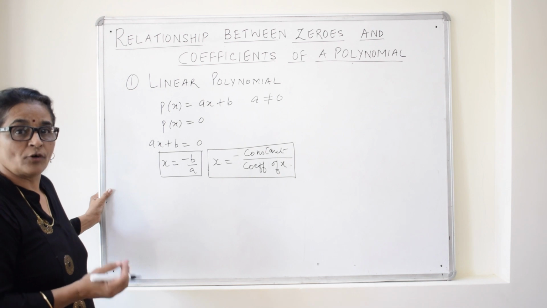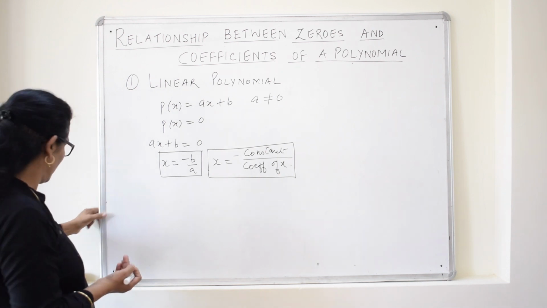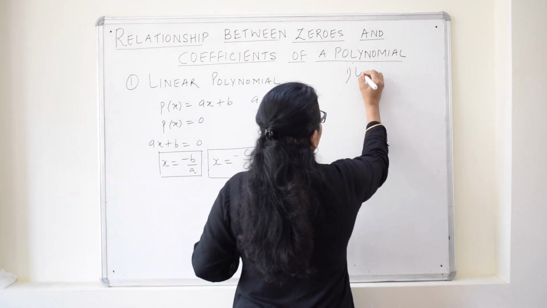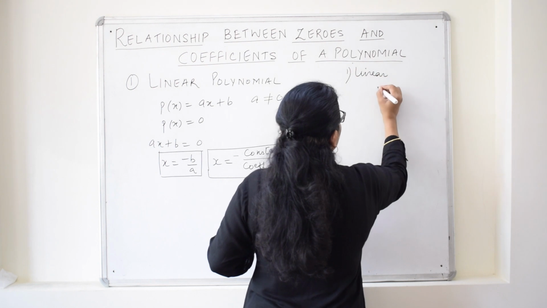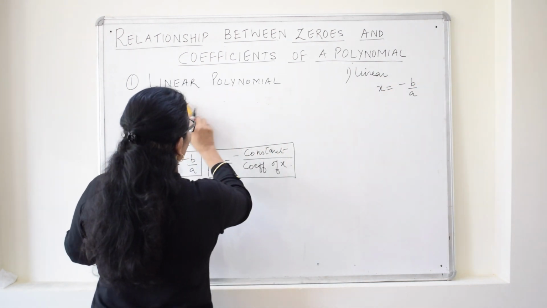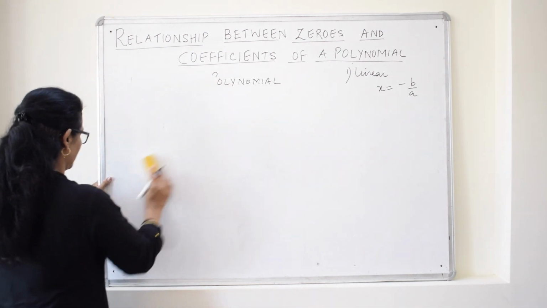Similarly, we will see the next polynomial, that is the quadratic polynomial. First we have learned linear. So its zero is minus b upon a. Now let's see the second one, that is a quadratic polynomial.